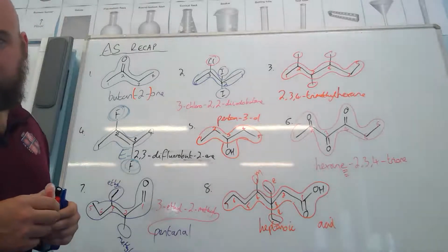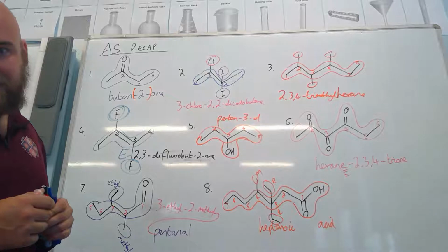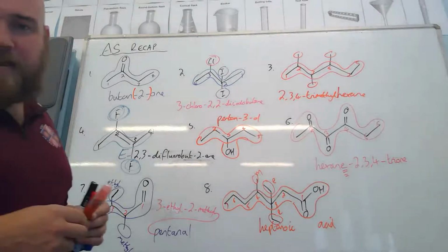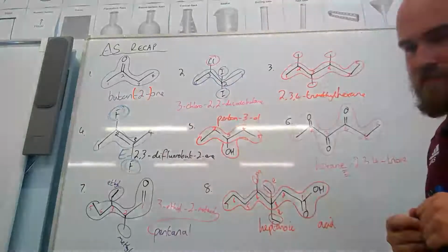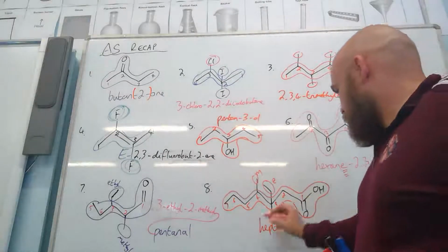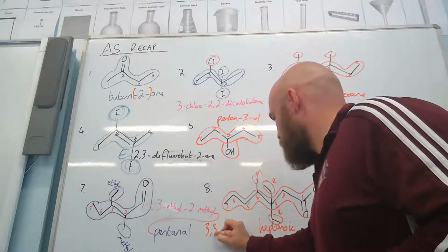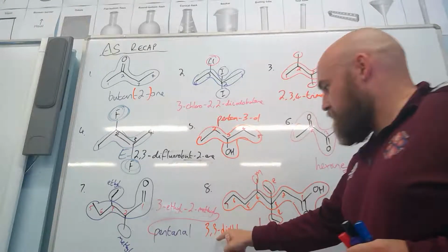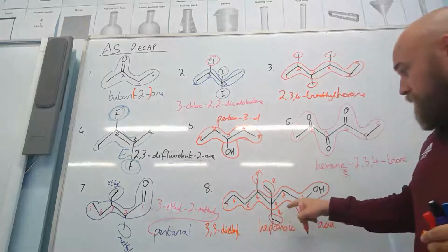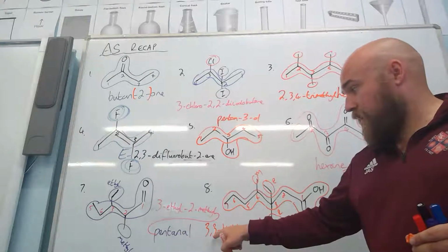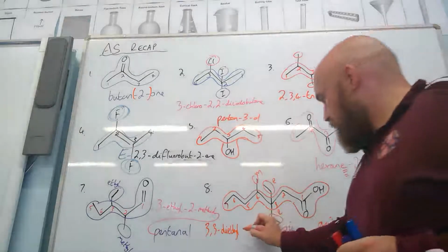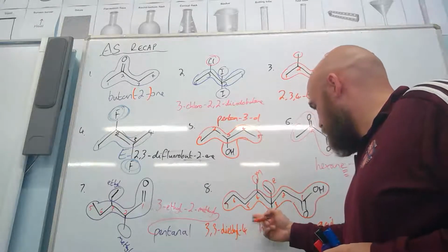3,3-diethyl, 4-methyl pentanal. Not quite. You got the names of the branches, right? Just the, yeah, there it is. Well done, Zoe. So it is 3,3-diethyl. So 3,3, 2 ethyl groups. Are there 2 ethyl groups on carbon 3 and carbon 3? Yes, there are. And then 4-methyl.